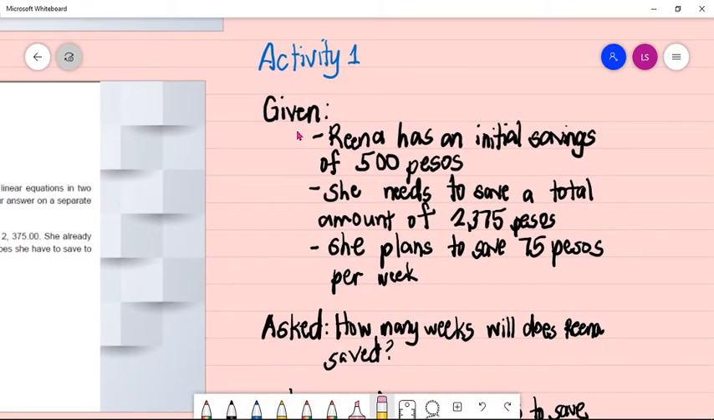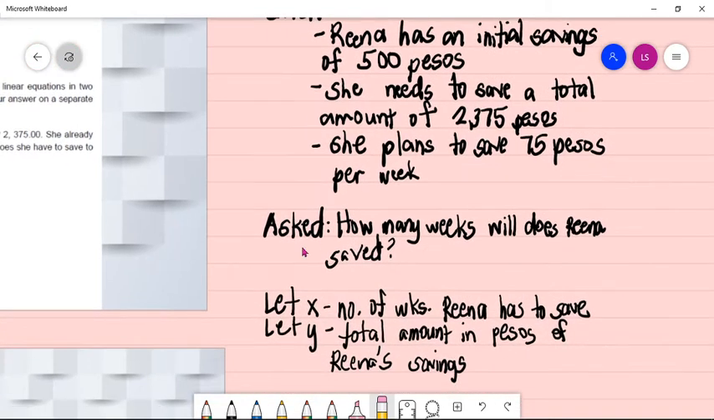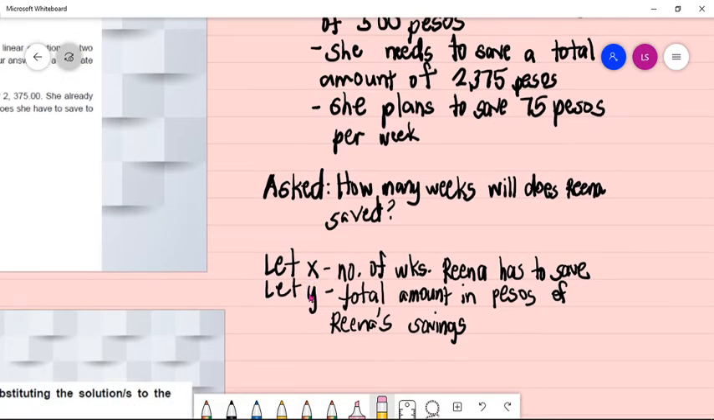So for the given, Rina has an initial savings of 500 pesos. She needs to save a total amount of 2,375 pesos and she plans to save 75 pesos per week. For the asked part, how many weeks does Rina need to save? And then the representation of x and y: let x be the number of weeks Rina has to save and let y be the total amount in pesos of Rina's savings.